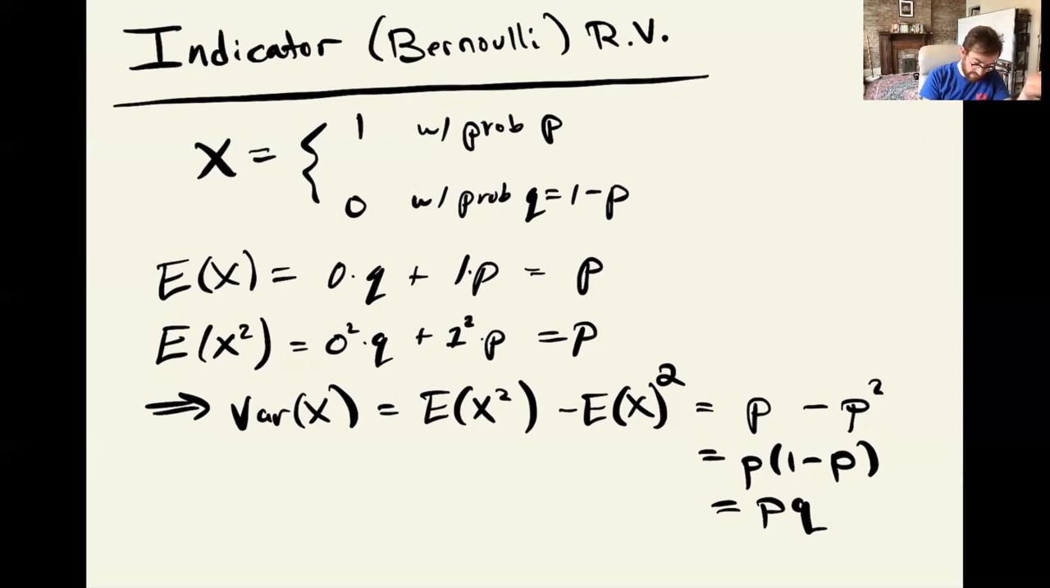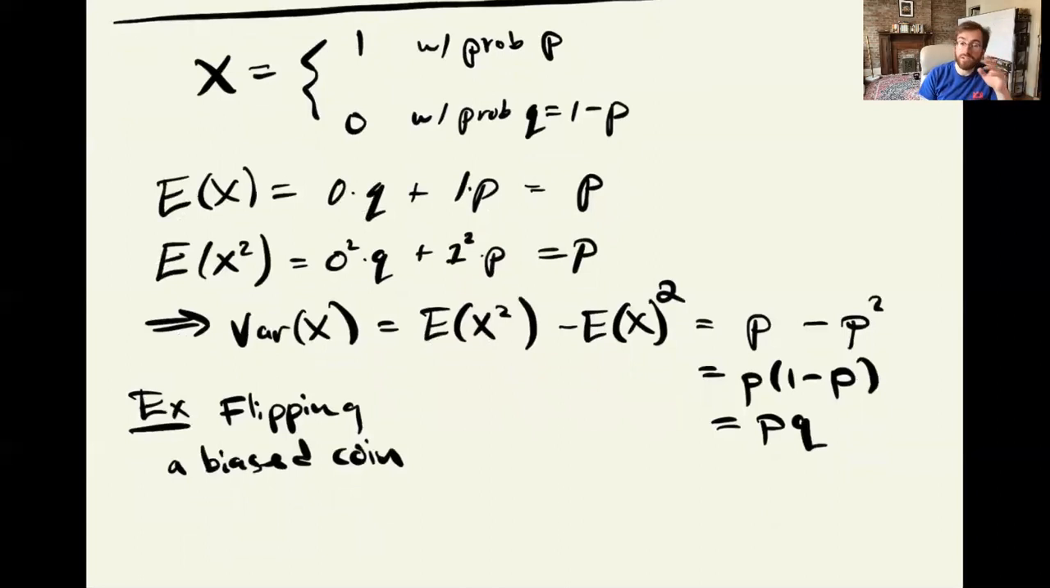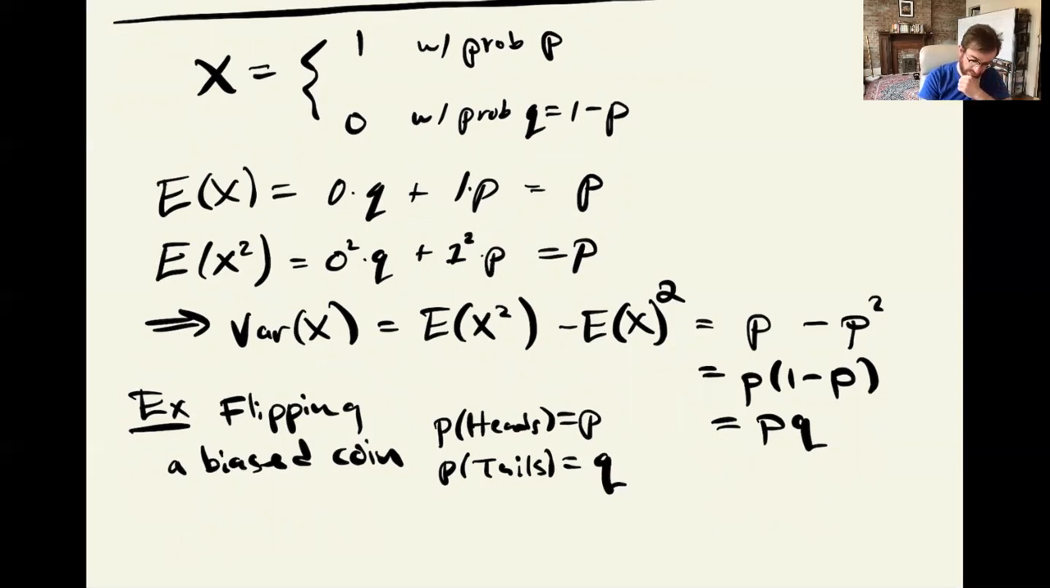Now, one of the best ways of thinking about this in a slightly more concrete example is imagine I'm flipping a biased coin. So all this means is that the probability of heads is some value p, and the probability of tails is equal to q. You might ask, what value of p maximizes variance? Well, if you use this expression here for the variance, you get a pretty interesting answer.